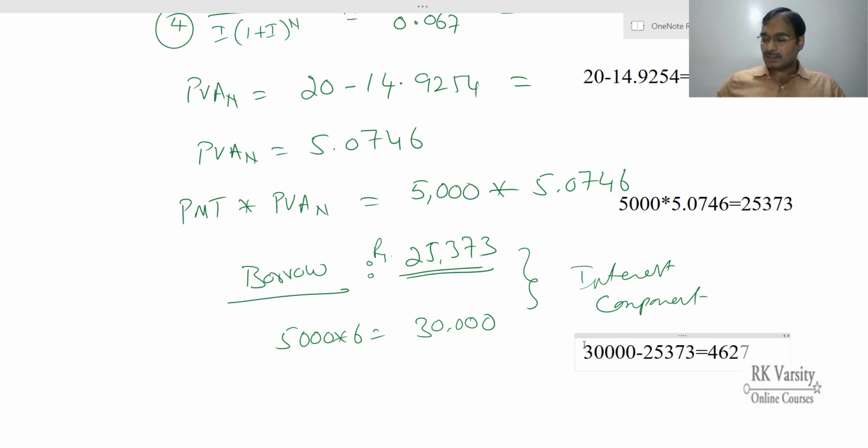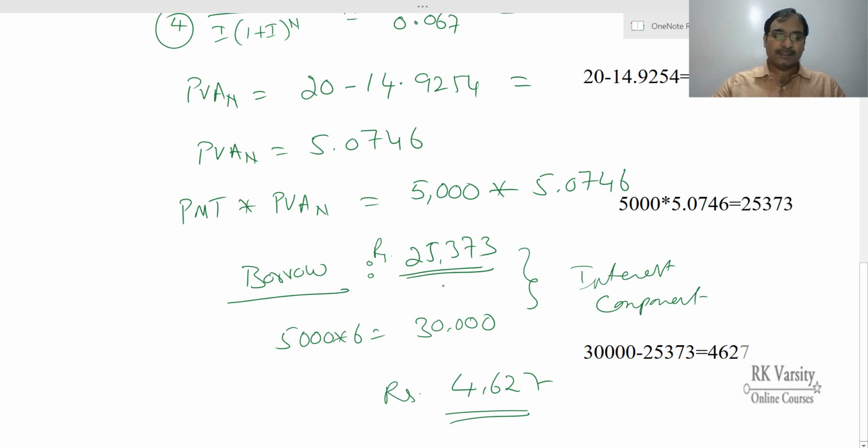So during these 6 years you will pay 4,627 rupees as interest, and this is the principal amount. This is how you can apply the present value annuity factor ordinary to determine the loan amount.